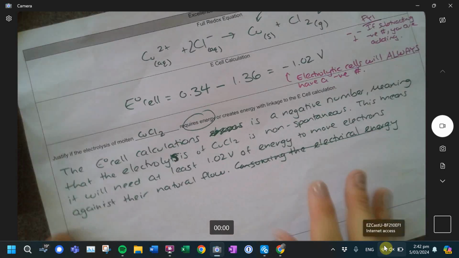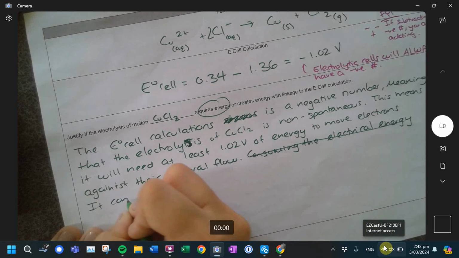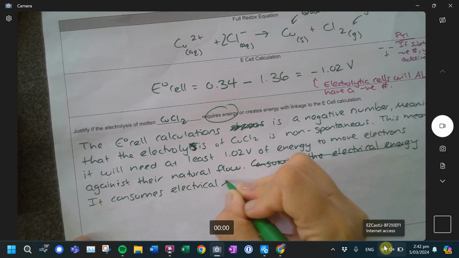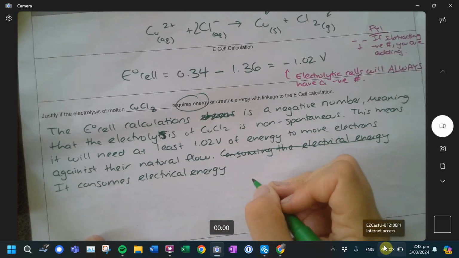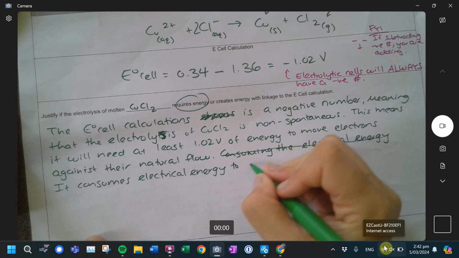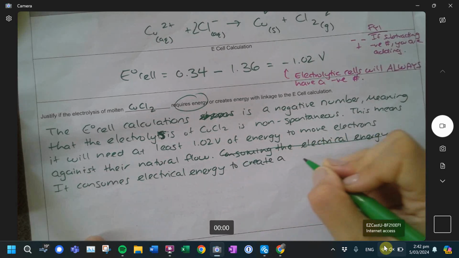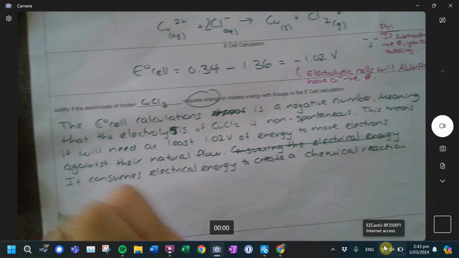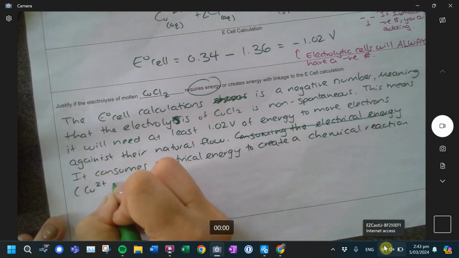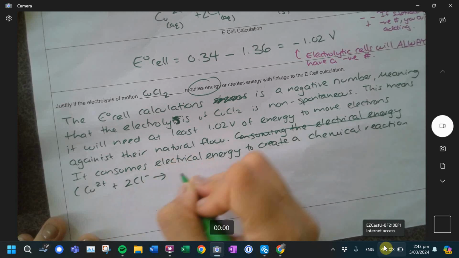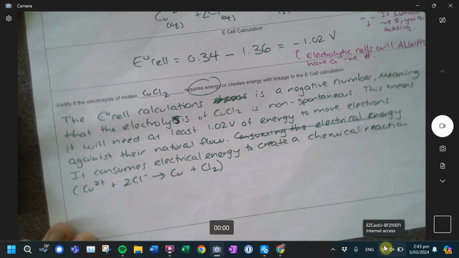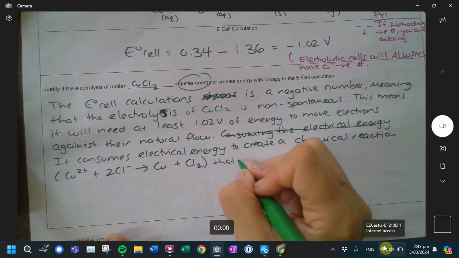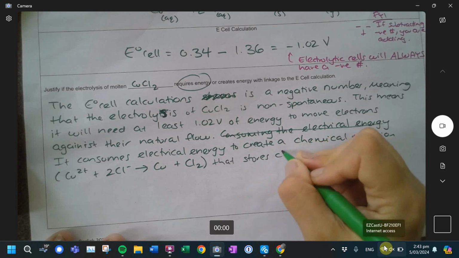Actually, I should rewrite that. That's not a good sentence. It consumes electrical energy to create a chemical reaction. So in this case, the chemical reaction is Cu2+ plus the 2 chlorides becoming Cu plus Cl2. That stores chemical potential energy.